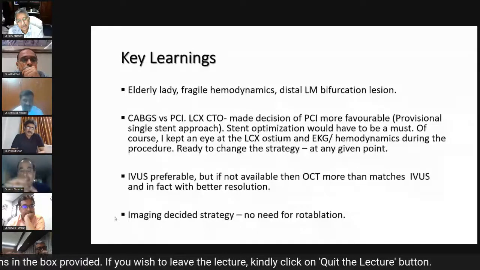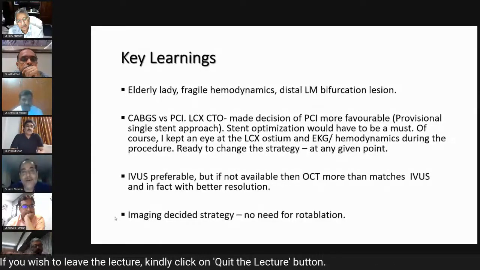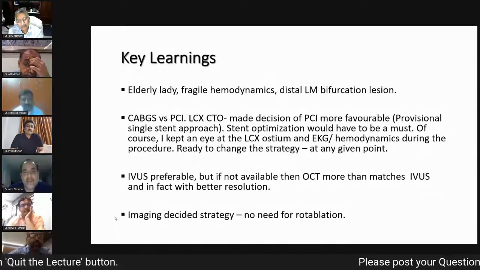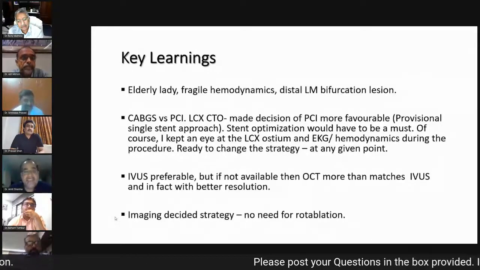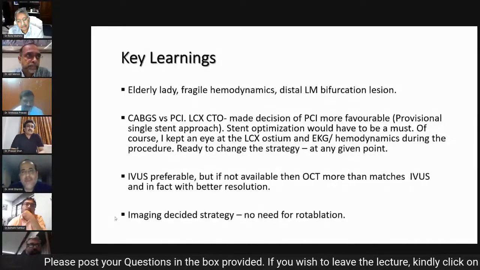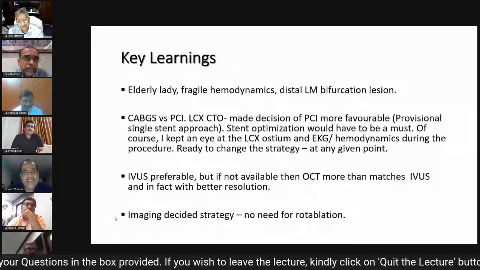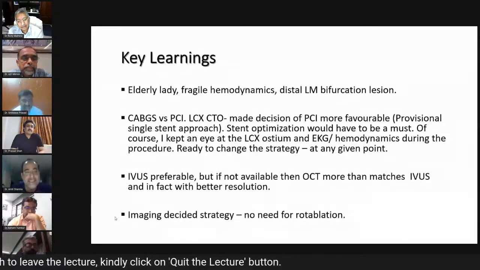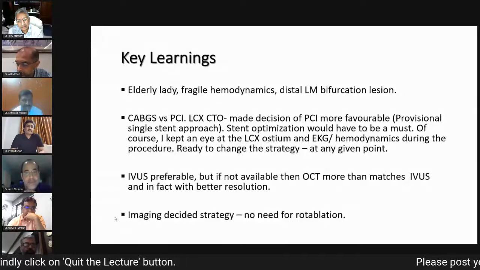And of course, we had the OCT that time, so I thought the stent optimization would have to be a must. All this time, we kept a look at the LCX option, and we were ready to change the strategy to a TAP, anything. But I felt that, given the OM being total, it was avoidable at this stage. And we know that IVUS is preferable in such lesions, especially in such huge left mains.